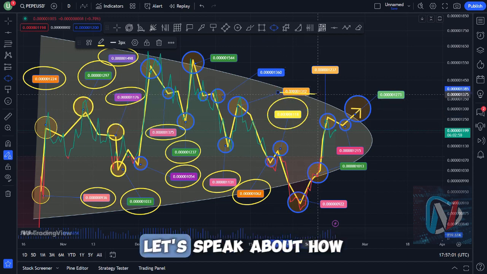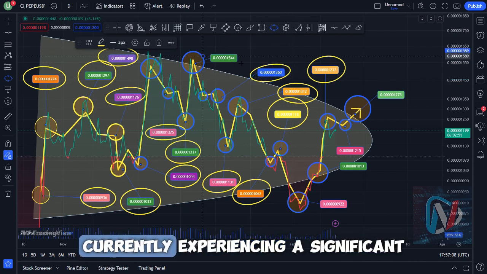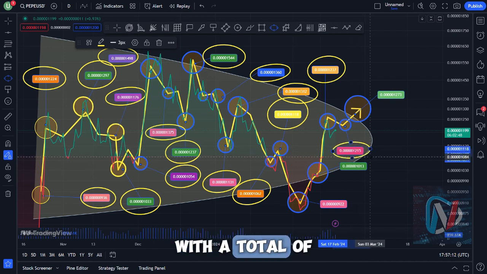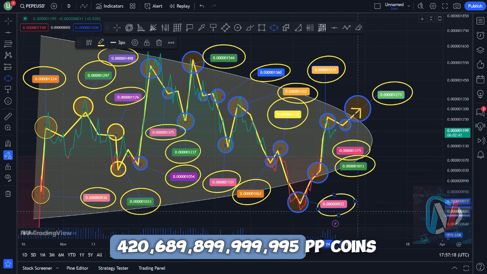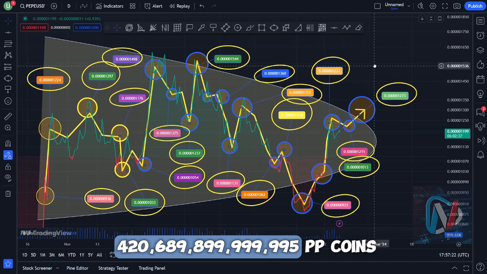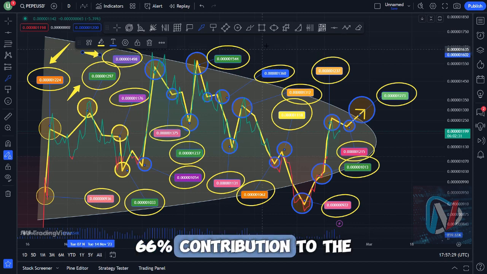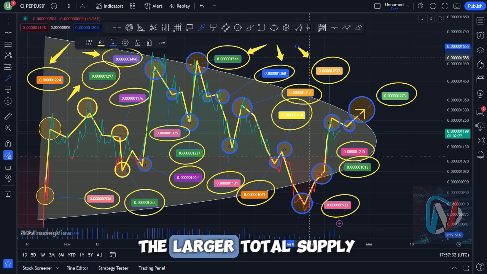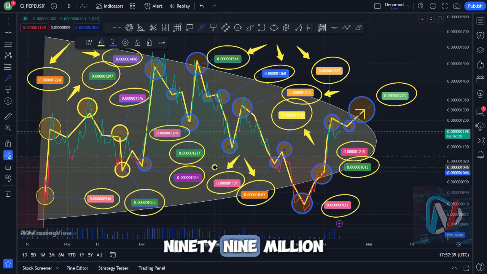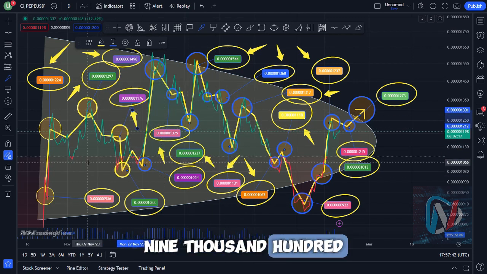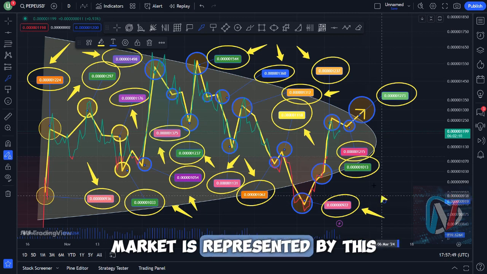Now that we have that out of the way, let's speak about how to navigate the unpredictable world of pepecoin unit supply. The cryptocurrency world is currently experiencing a significant amount of movement, with a total of 420,689,899,999,995 PP coins in circulation, delivering a substantial 18.66% contribution to the market cap. A significant portion of the larger total supply, which includes an astounding 420,689,899,999,995 PP tokens that are representative of the entire market, is represented by this.